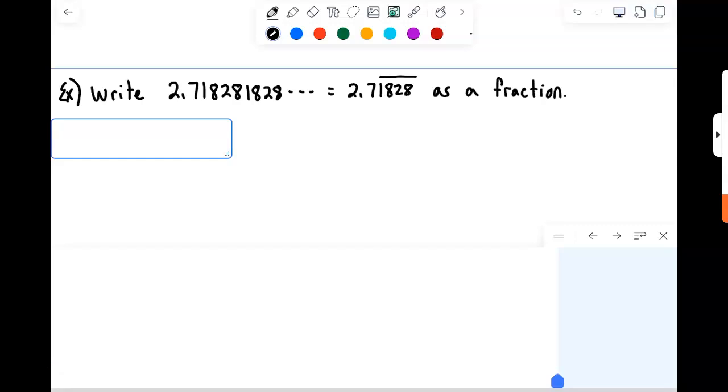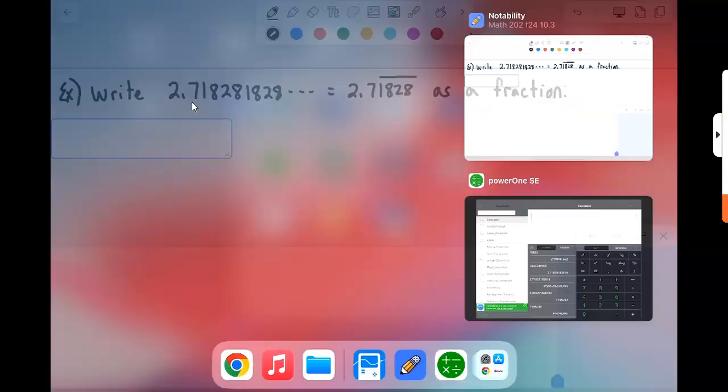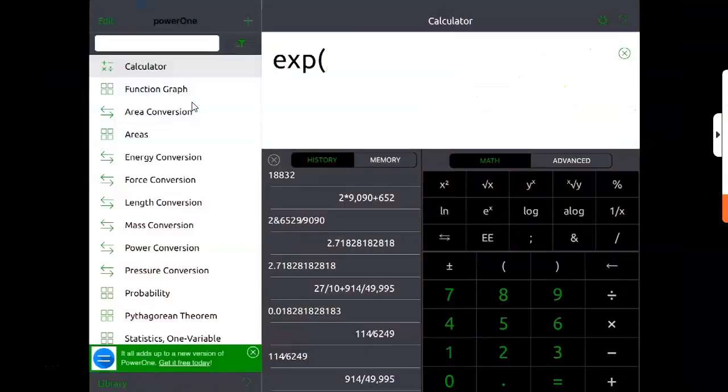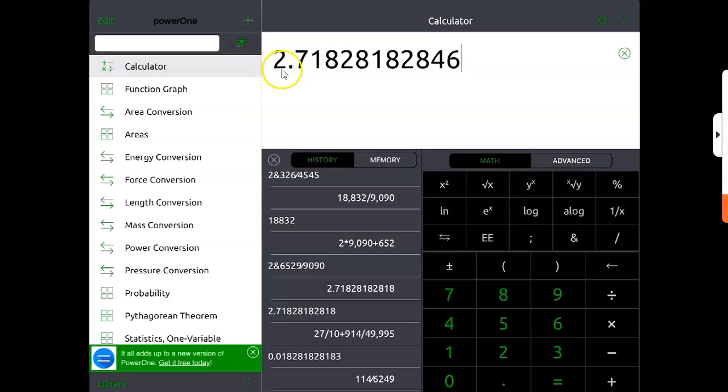Okay, so we're looking at this example where we want to take the number 2.718281828, repeating, and write that as a fraction. I chose this example because if you look at the natural exponential base raised to the first power, it starts out with this repeating pattern for the first two times, and then it switches to something else because it doesn't repeat.